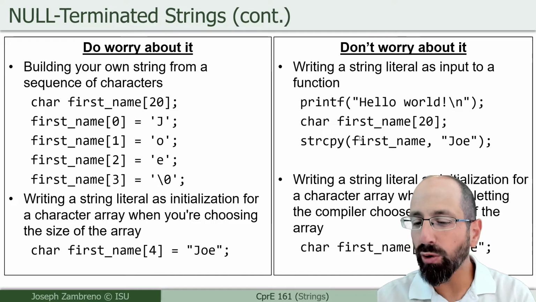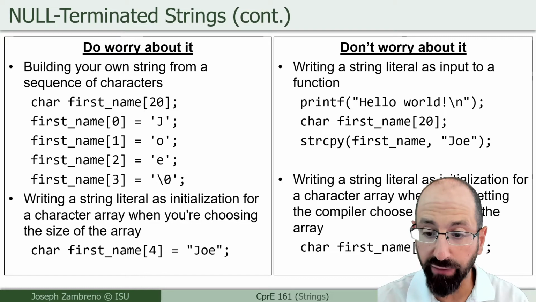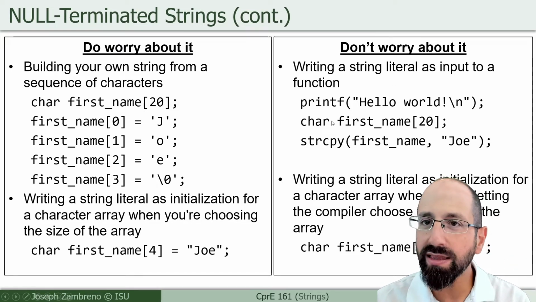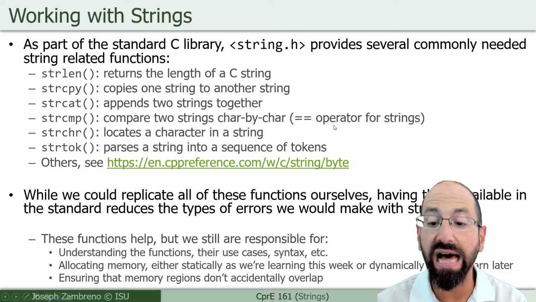So we have to be aware that that null byte always is supposed to exist. We sometimes ourselves do have to check for the presence of that null byte. We have to make sure we have enough space for that null byte. But the libraries we use, the functions that are commonly used, do take care of a lot of that for us.